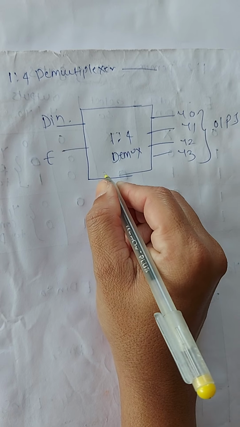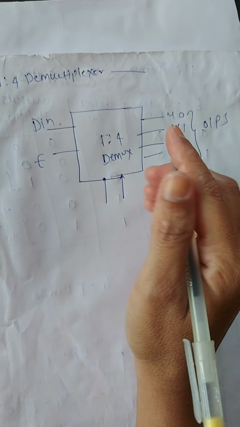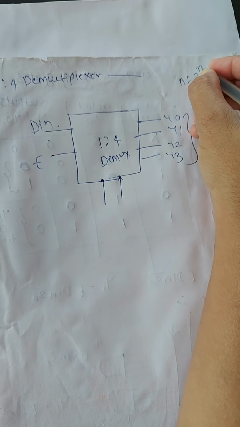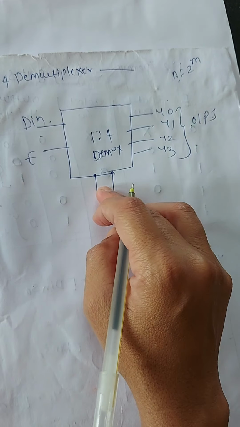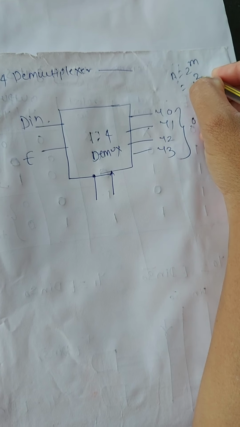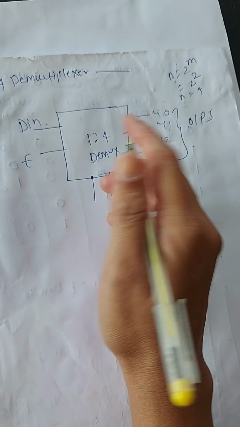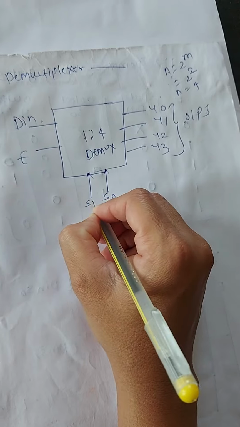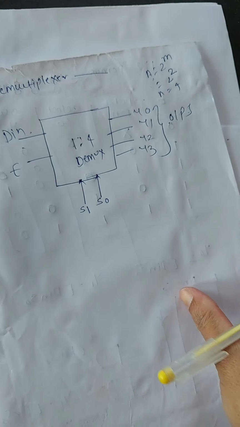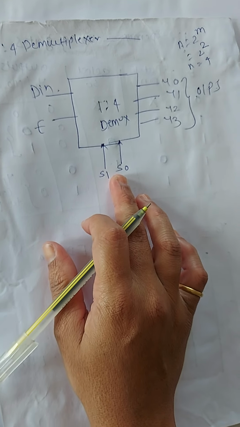And how many select lines are required? 2 select lines are required. The relation is n is equal to 2 raised to m, where n is the number of output lines and m is the number of select lines. When there are 2 select lines, the number of outputs is n equal to 4. So the number of select lines required for a 1 to 4 demultiplexer is 2, that is S1 and S0. This is the block diagram of the 1 to 4 demultiplexer.